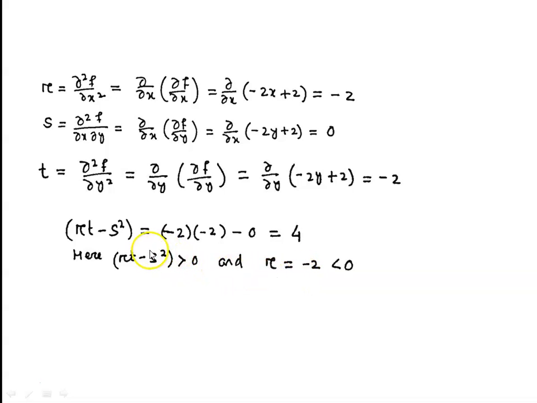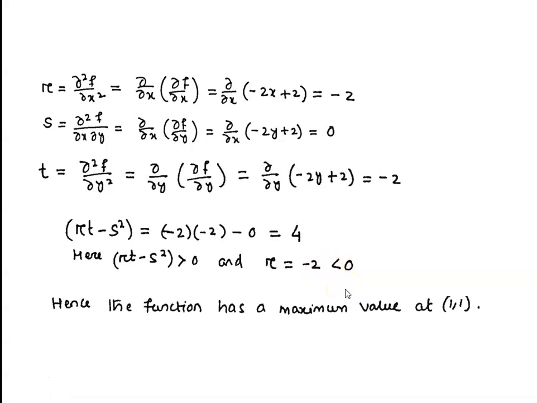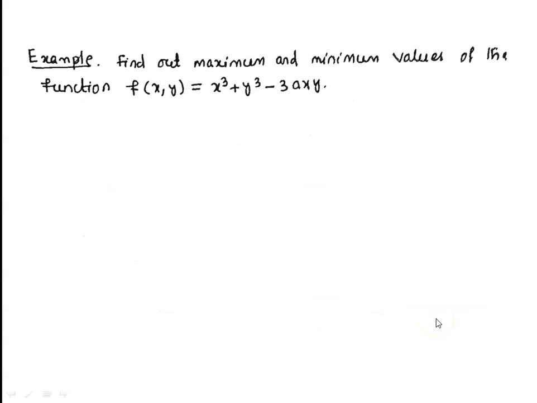Now here we have rt - s² is positive. Now what about the value of r? Here we can see that the value of r is -2, which is negative. So the function f(x, y) has a maximum value at (1, 1), because at (1, 1), r is negative. Here r is always negative for any values of x and y. So at (1, 1), it is negative. So the function has a maximum value at (1, 1).